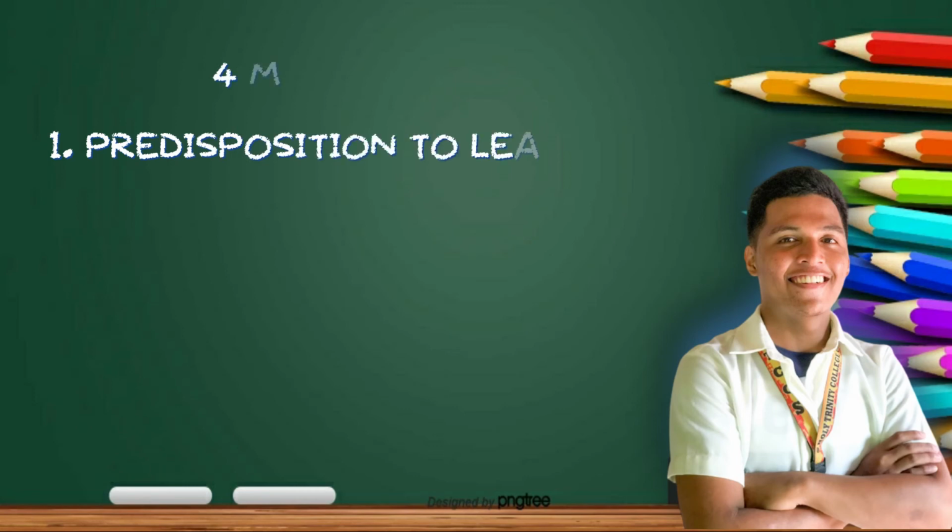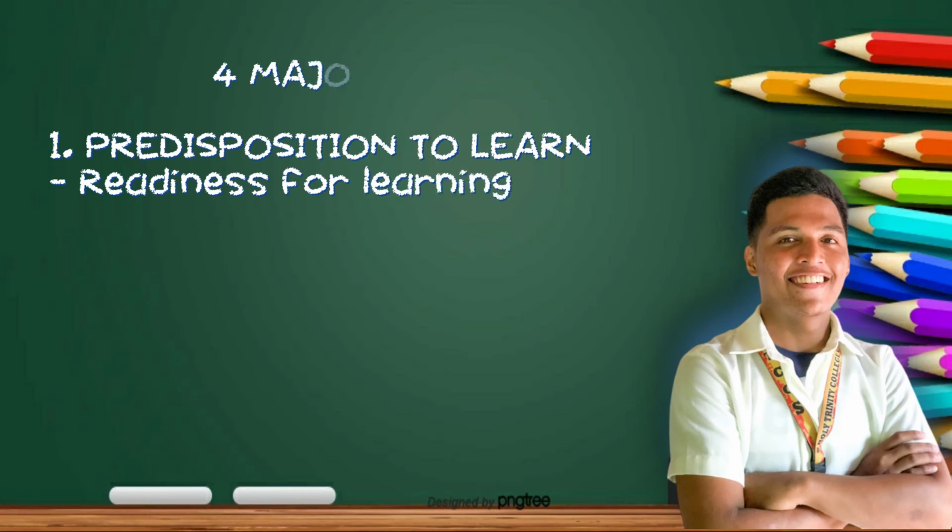According to Bruner, he states that a theory of instruction should address four major aspects. So here are the four major aspects according to Bruner.